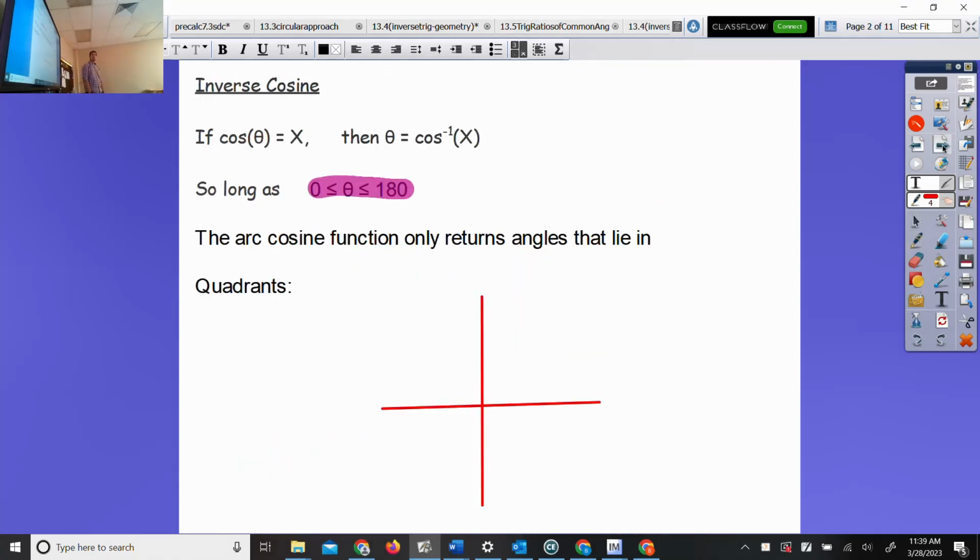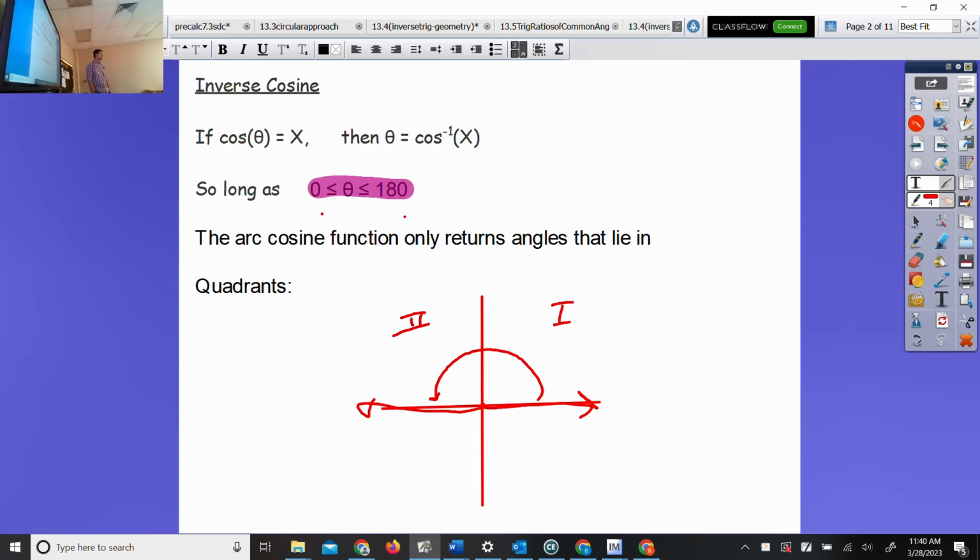Arc cosine on a TI-84 is programmed to return angles that lie between 0 and 180 degrees. What 2 quadrants cover 0 to 180 degrees? 1 and 2. Because all angles start here, and then they rotate to a terminal side. So it only works in quadrants 1 and 2. That's it.